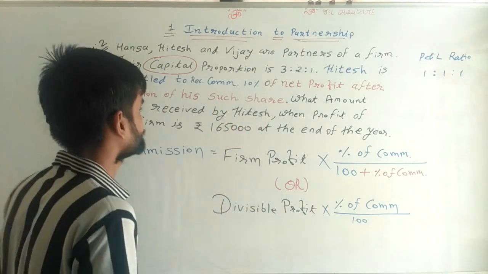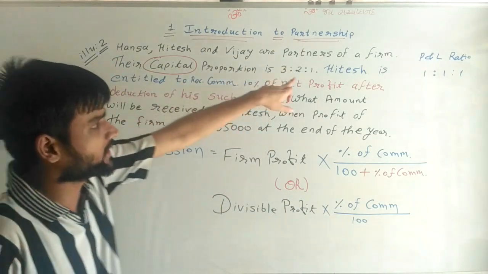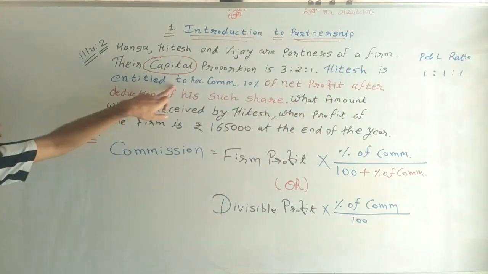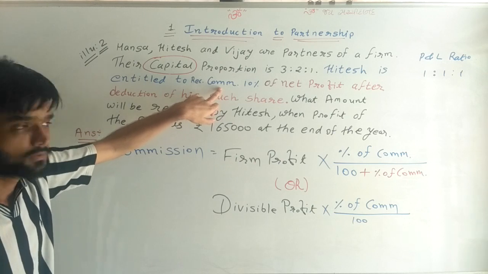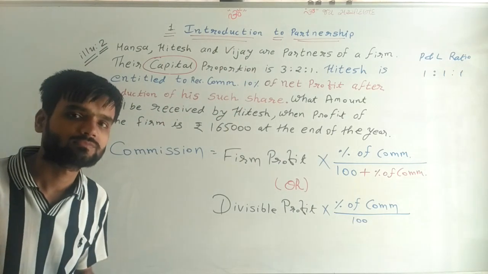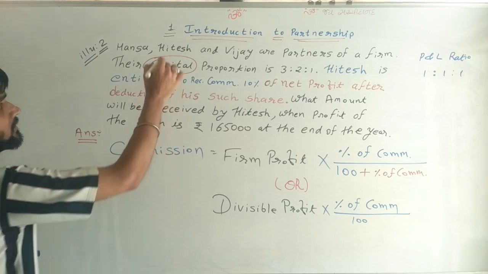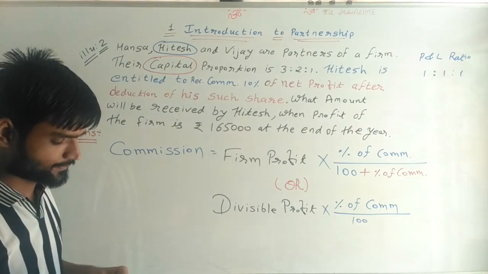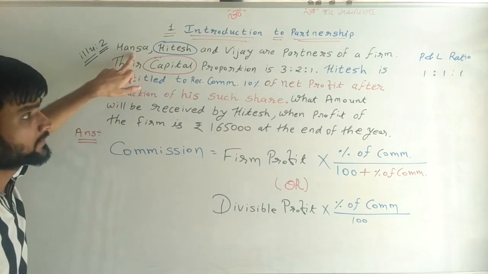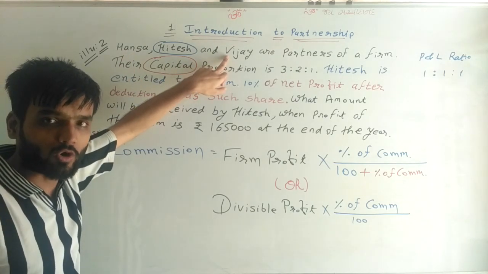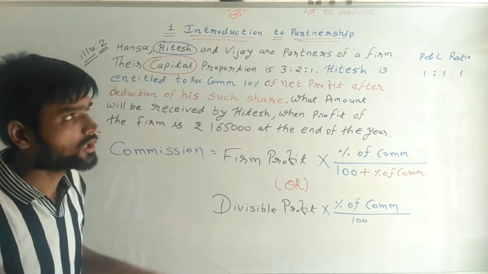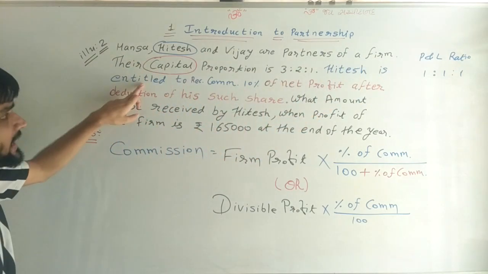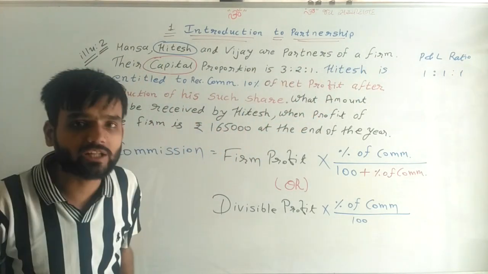Now we are going ahead. So their capital proportion is 3:1. Now Hitesh is entitled to receive commission of 10%. So here information is given about partner Hitesh. For Hansa and Vijay there is no information. Only information is given about Hitesh. Hitesh is entitled to receive commission of 10%.